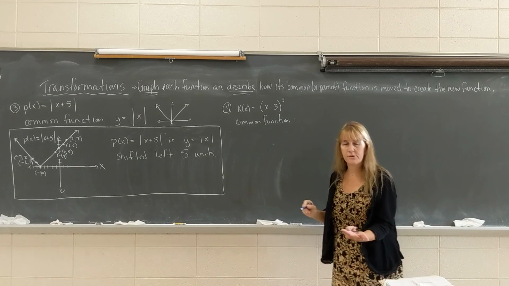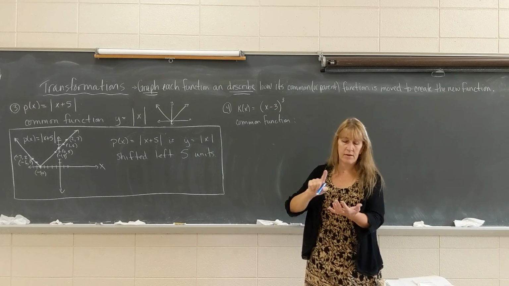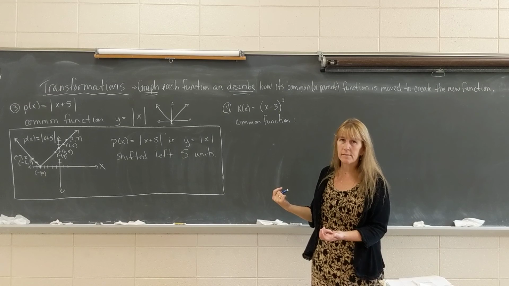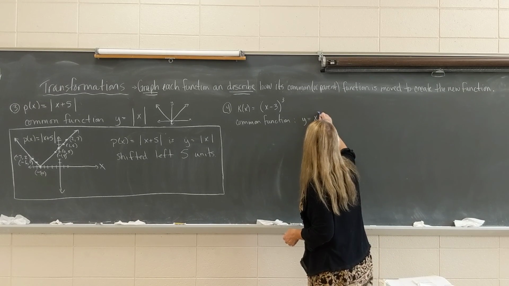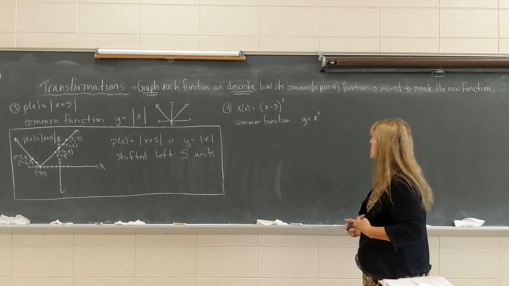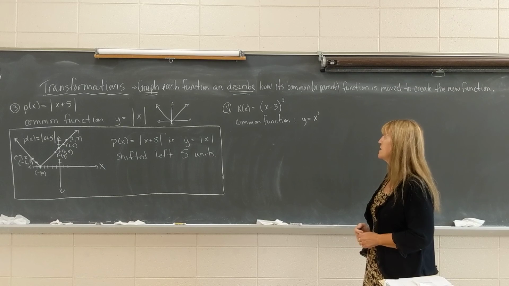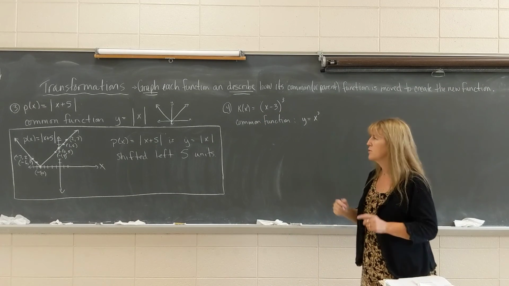So what is my common function? It's not the absolute value of x anymore, because we don't see absolute values here. It's not y equals x squared, because I don't see a squared. Yes, you're right, y equals x cubed, because that's exactly what I see. That's the big thing that's happening in this function. So y equals x cubed is the common function that is going to become manipulated in order to give you the quantity of x minus 3 cubed.